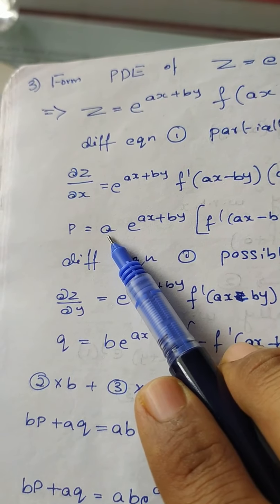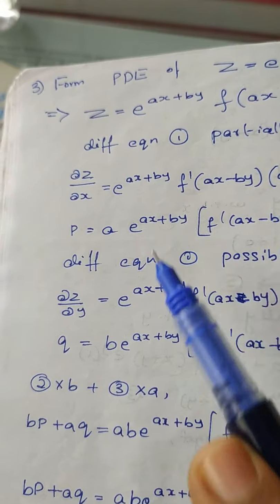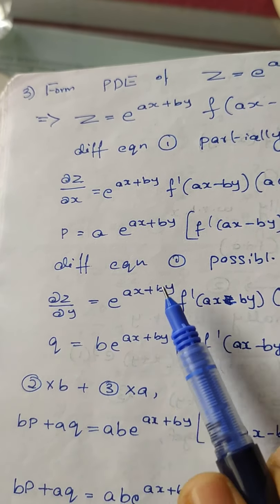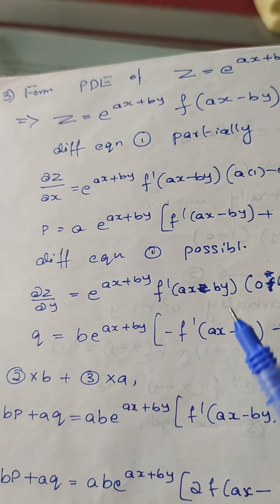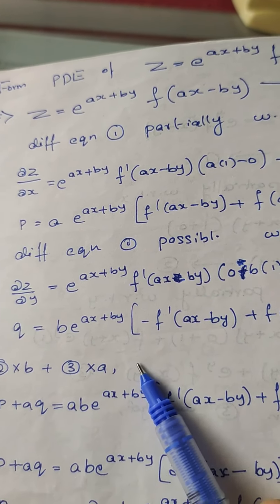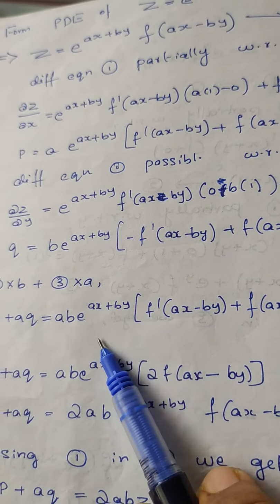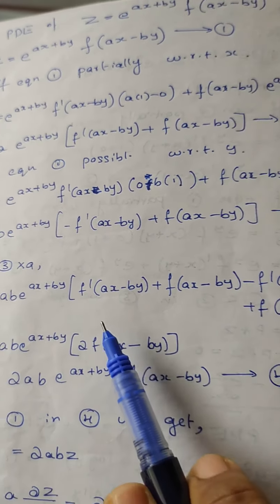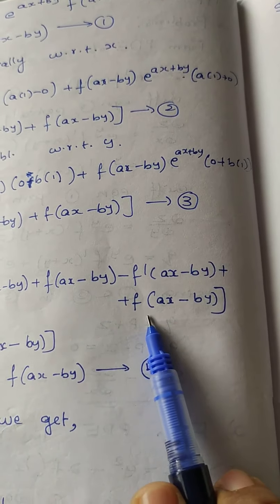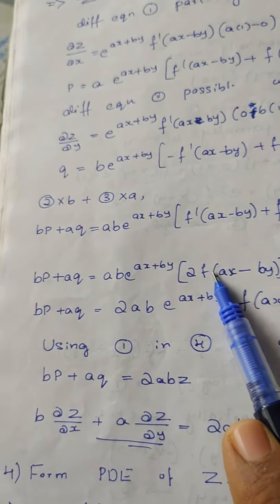See here we have a, multiply this equation with b, then we get ab e power ax plus by. Multiply this equation with a, then we get ab e power ax plus by. Then if we add it, then easily we can cancel f dash. Therefore, multiply equation number 2 with b and 3 with a and add it, then we get a into b into e power ax plus by common, then f dash f minus f dash f dash gets cancelled, then we get 2 into f of ax minus by.